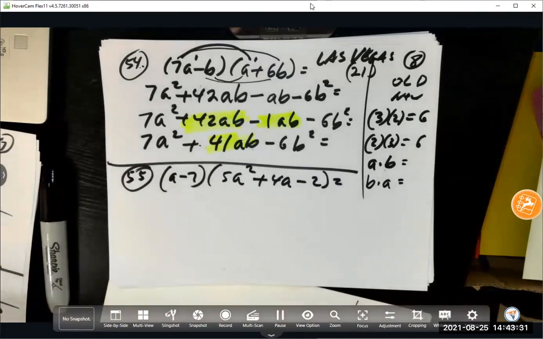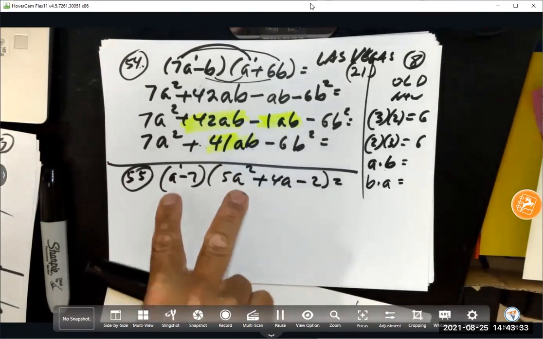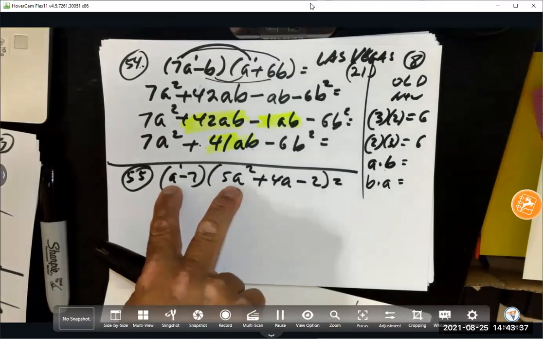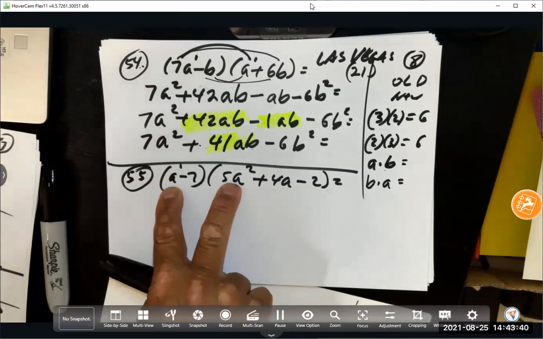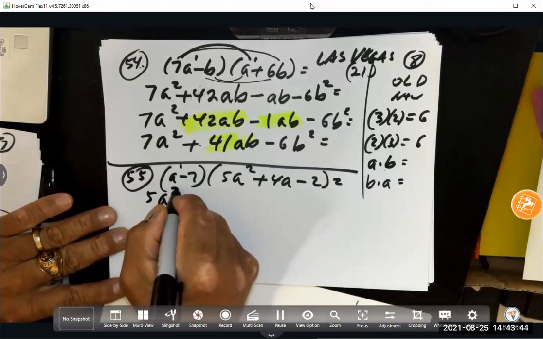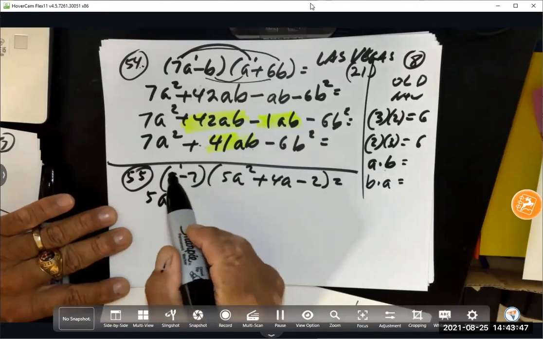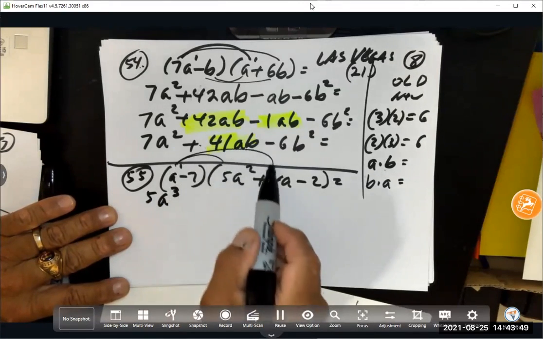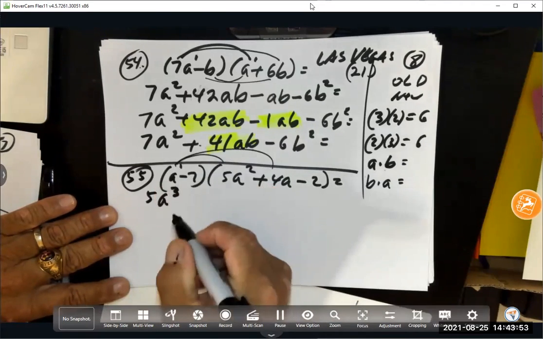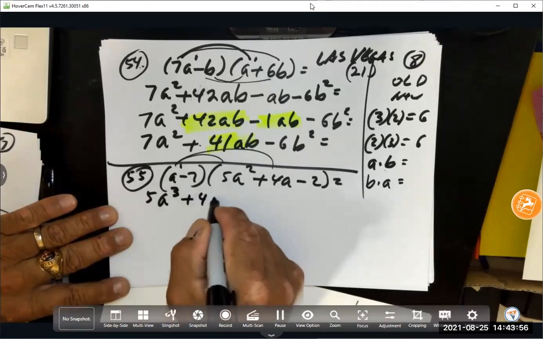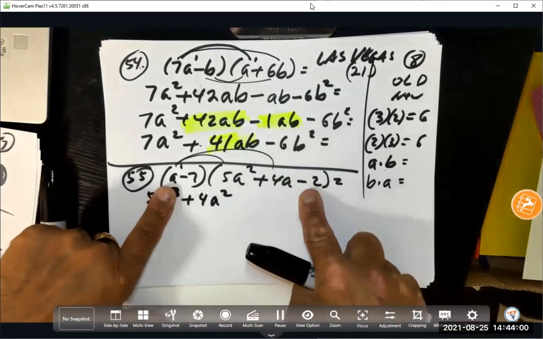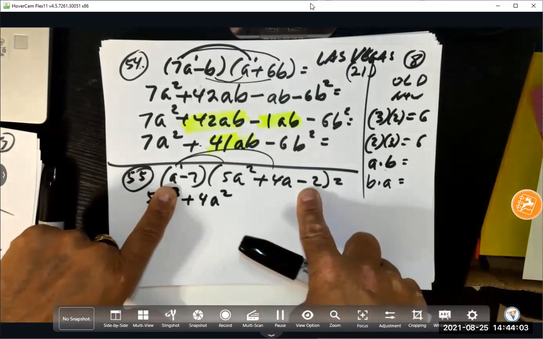Yes. Now, I'm going to multiply the first one. So you have a times 5a squared. What do you think that one's going to be? Look at my fingers. 5a to the third power. All right, let me write it down. 5a to the 3. And a times the middle one, plus 4a squared. And what's a times negative 2? Negative 2a.